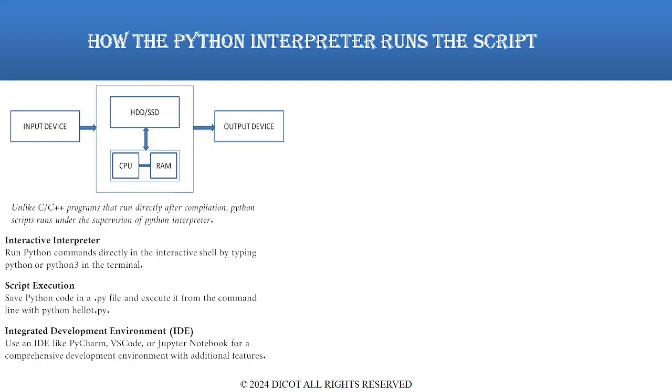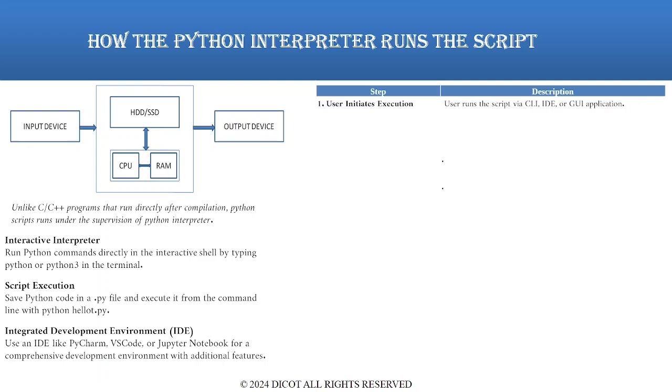Now let us see stepwise how exactly the Python script runs inside the system. Following are the steps. Step 1. User initiates execution. User runs the script via CLI, IDE, or GUI application. Step 2. Command processing. CLI processes the command and prepares to invoke the Python interpreter or IDE. The IDE processes the run command and prepares for execution.